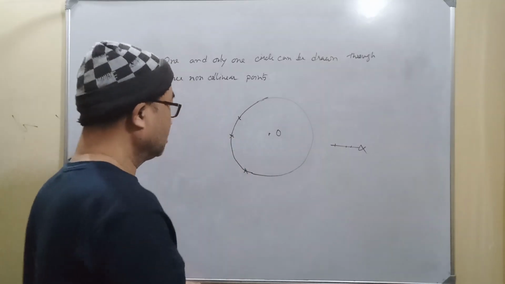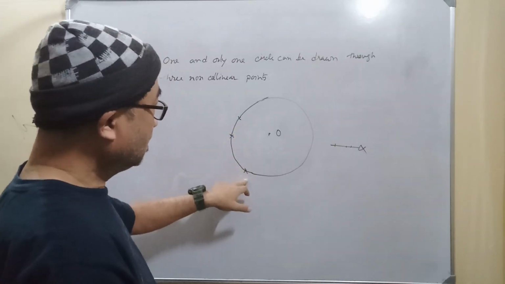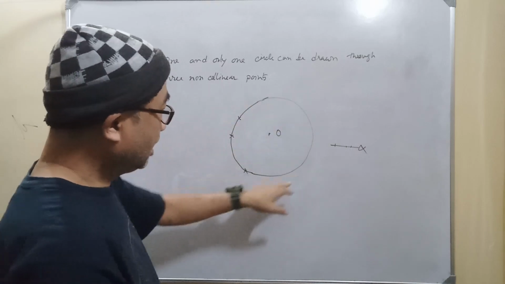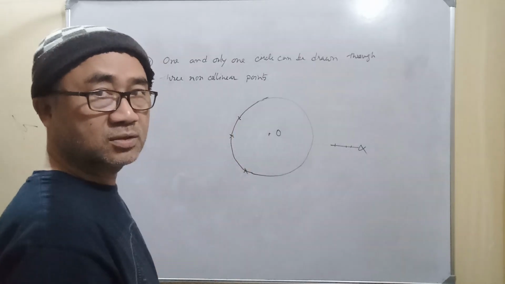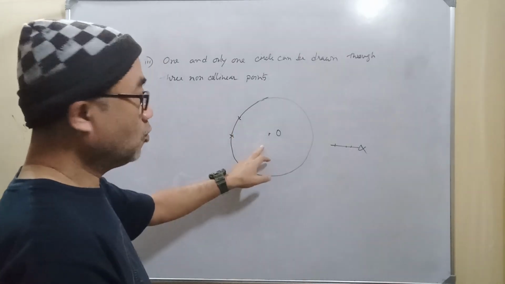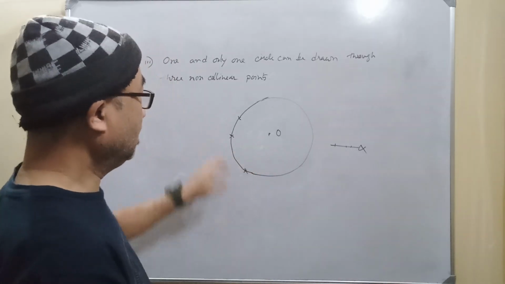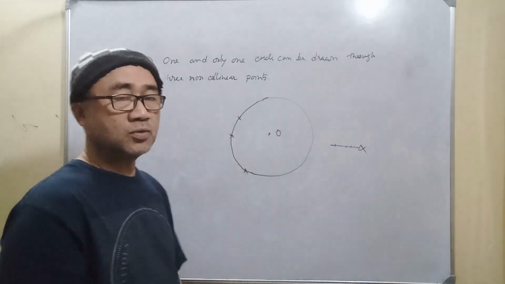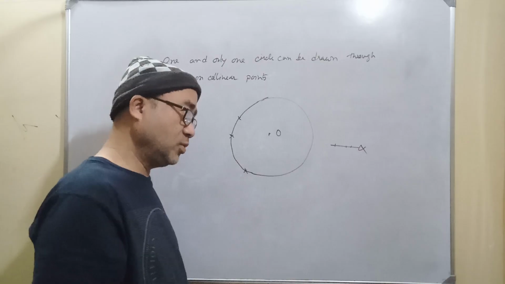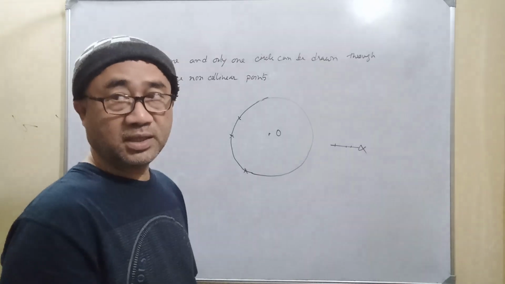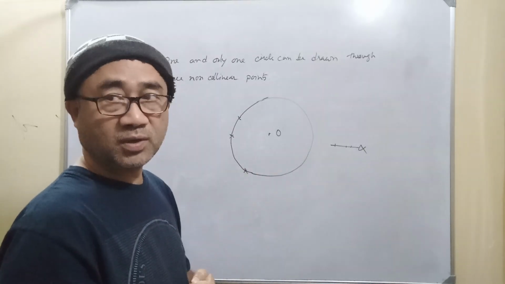So if there are 3 non-collinear points, then we can draw only a single circle through the points. That will go through the 3 points. Not more than one circle we can draw. That is the property. And for this property also, you don't have to provide proof. You just have to remember it to be used in applications later. Numerical problems may come where this property will be required.